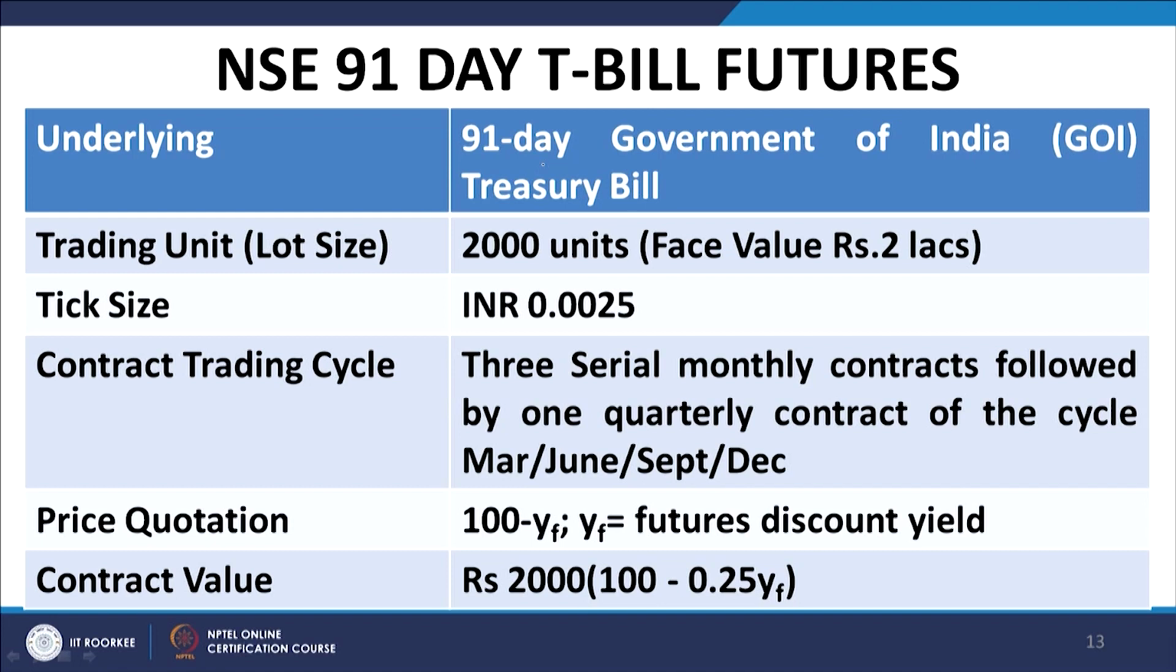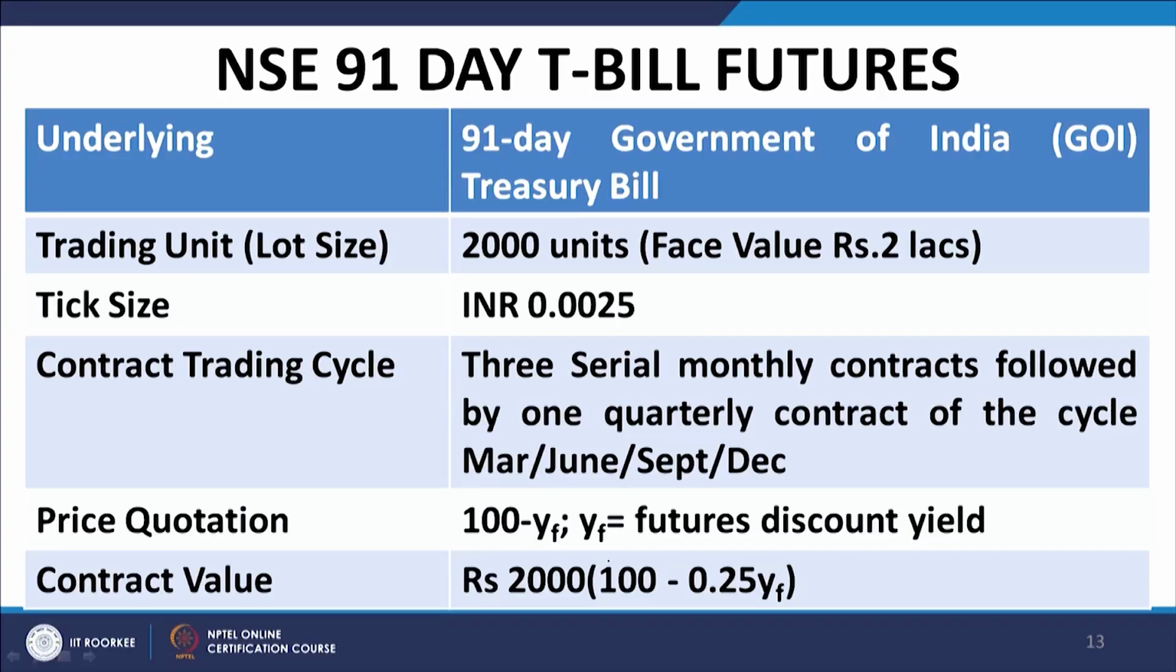The tick size, that is the minimum fluctuation that is allowed by the exchange in terms of which quotations can be placed, is 0.0025. The contract trading cycle: there are 3 serial monthly contracts, followed by 1 quarterly contract.